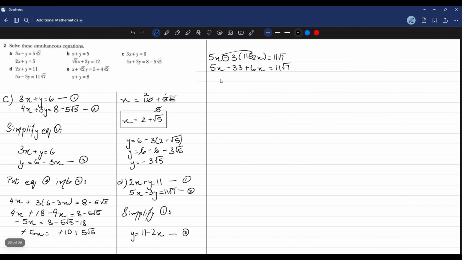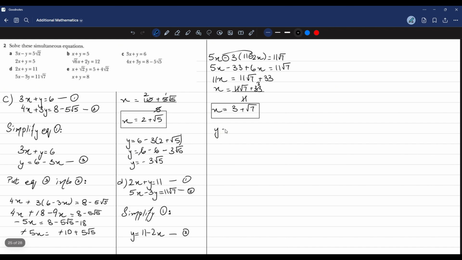Simplify this: 5x plus 6x is equal to 11x, and that should be equal to 11 root 7 plus 33. Simplify this: x equals 11 root 7 plus 33 divided by 11. Simplify this: 11 divided by 11 and 33 divided by 11 is 3. So we have got x equals 3 plus root 7 as our value for the first part, which is part x. Okay, so x equals 3 plus root 7.